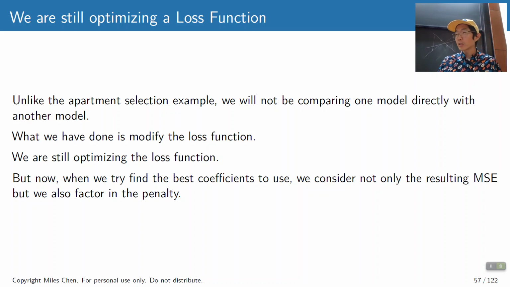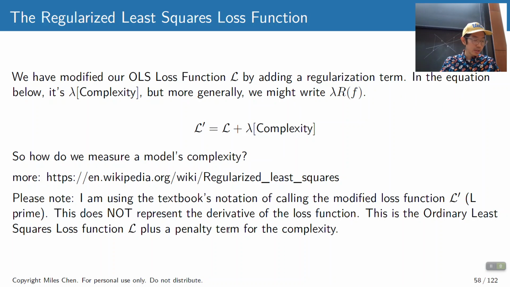At the end of the day, we're not going to compare one model with another. We are modifying the loss function as a way for us to pick the optimal parameters, okay? We're still optimizing the loss function, but the loss function is not just mean squared error. It factors in this penalty term, okay?